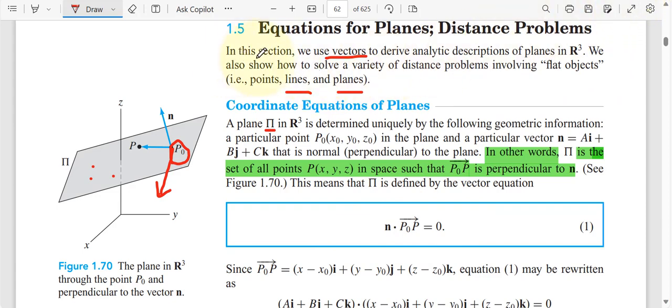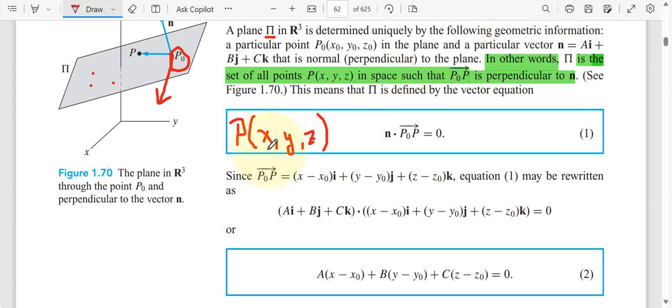So what did they say in the first sentence here? They said, in this section we use vectors to derive descriptions of planes in R3. Well, that's what we've done. We now have a description, or actually a specification, of what we mean by the plane perpendicular to n containing the point P0. Now, don't forget we mean that P has the coordinates x, y, and z, and they're not specified. It's not like x0, y0, z0. But P0 is specified, so that has specific coordinates, which we've called x0, y0, and z0.